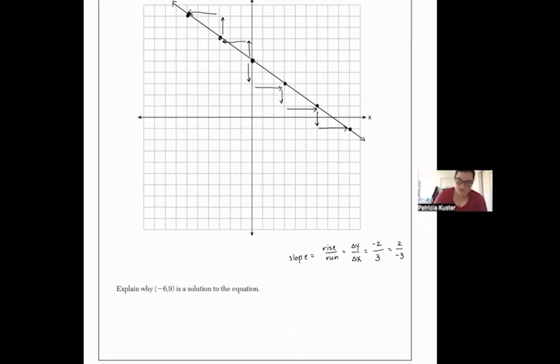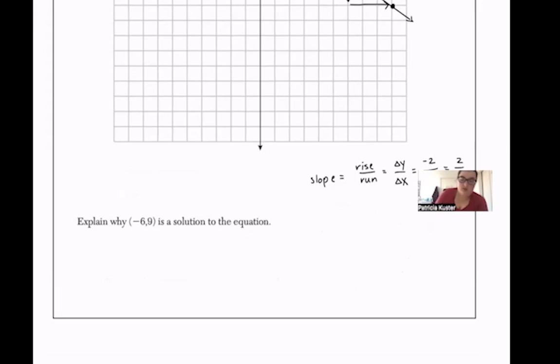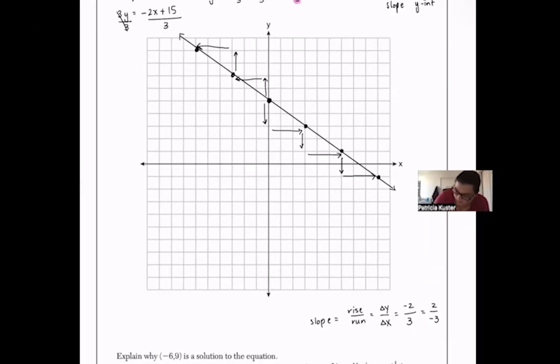Then part 2 is asking you to explain why (-6, 9) is a solution. You can give 2 different answers for this. My first answer would be that (-6, 9) is a solution because it falls on the line after it is graphed. After you graph it, you can see that negative 6, 9, 1, 2, 3, 4, 5, 6 is this point here. Because the point is right on the line, that makes it a solution.